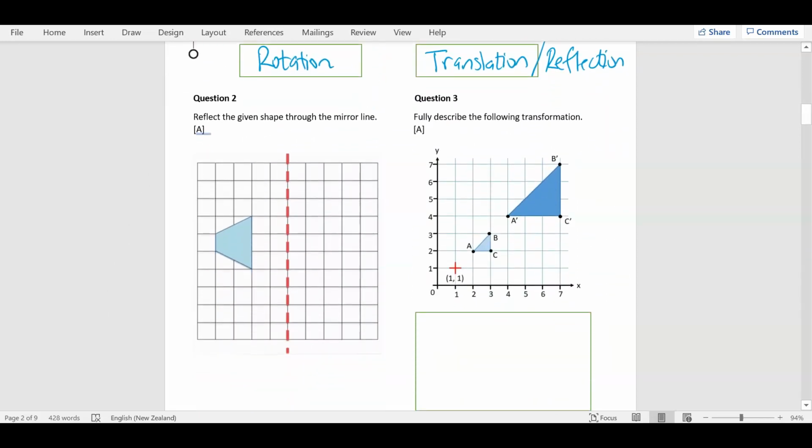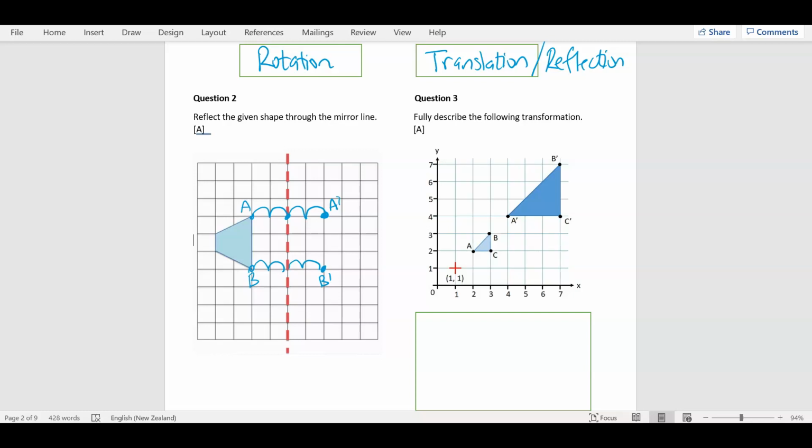Question number 2, reflect the following shape through the mirror line. So we've got a trapezium drawn along here, and we've got our mirror line, a red dotted line going up and down here. And reflection, I think, is the easiest one. What I'm going to do is I'm going to call this here point A, and it is 2 units away from the mirror line. That means I'm going to carry on 2 units, 1, 2. That means this point up here is going to be A dash. I'm going to repeat that for all the other corners of our shape. So let's go down, maybe down to the bottom, B. So 2 units across. So it's going to be 2 extra past the mirror line. So that there is going to be B dash.